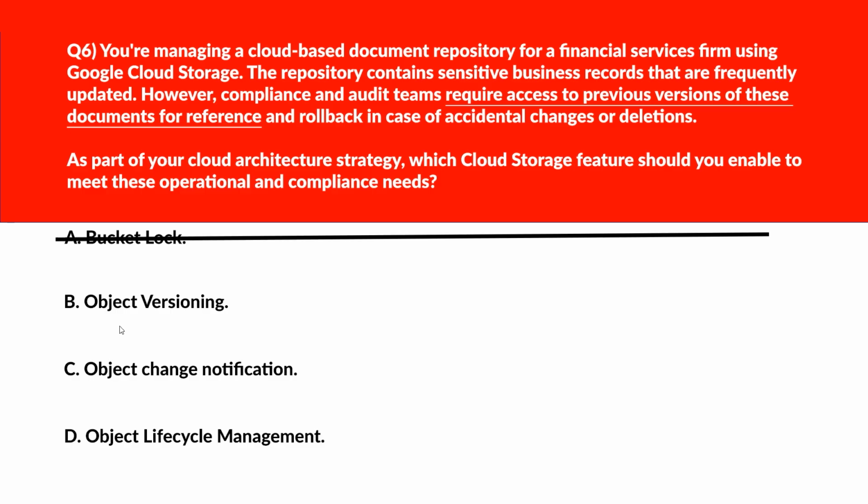B says object versioning. Object versioning allows you to recover or reference earlier states even after updates or deletions. Let's keep it. We'll move to now option C. C says object change notification. Object change notification alerts on change but doesn't store previous versions, which is what's required. C is wrong. We'll move to D. D says object lifecycle management. Lifecycle management automates deletion, not version retention or rollback.